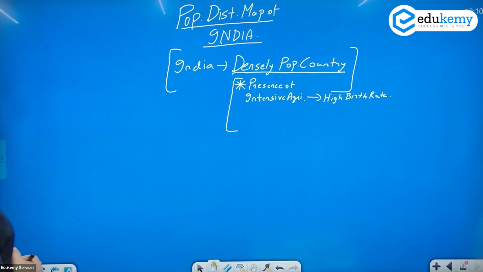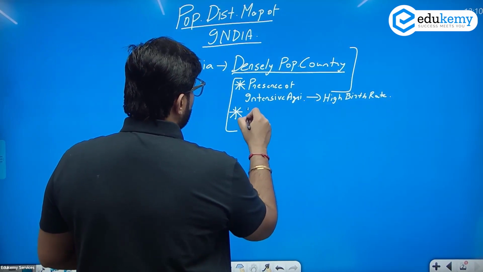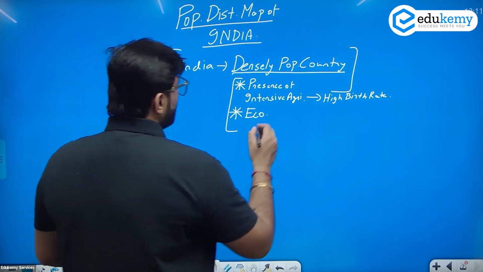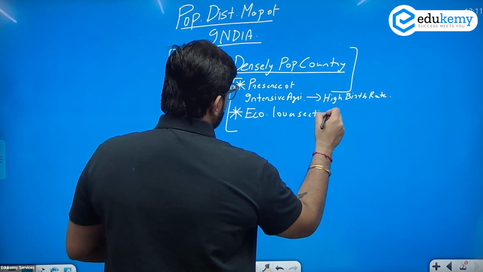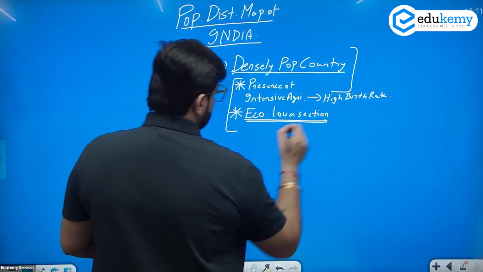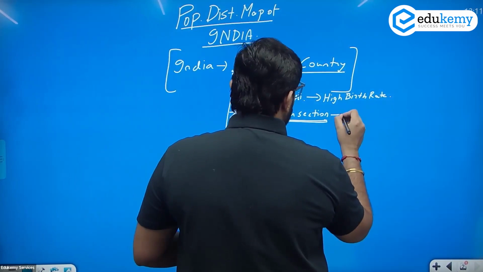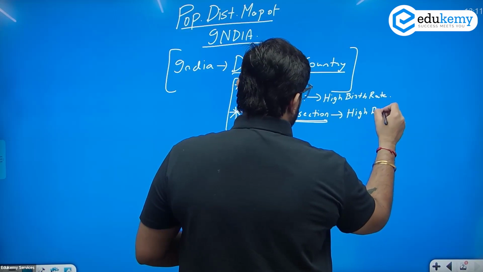Apart from this, the other reason why India is densely populated is due to the presence of the economically lower section of the society, which have also contributed to high birth rates.